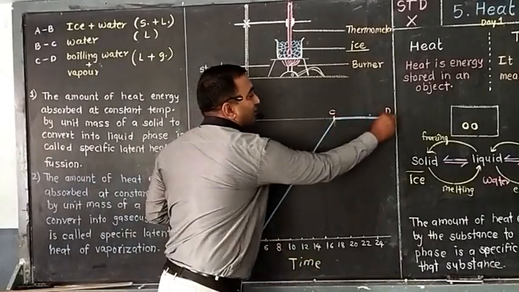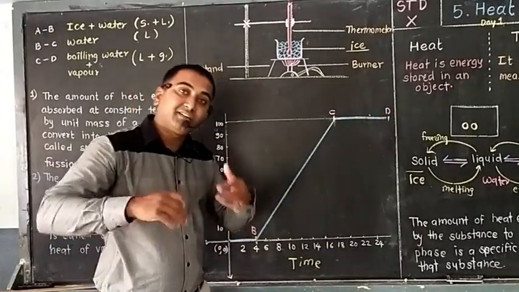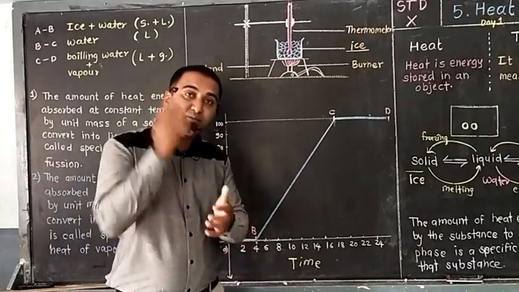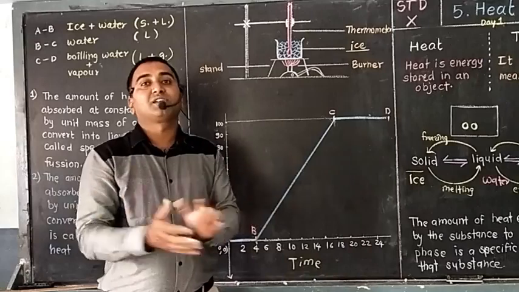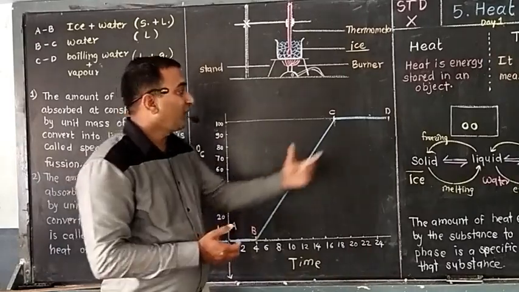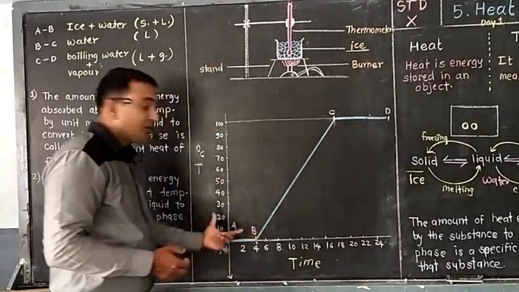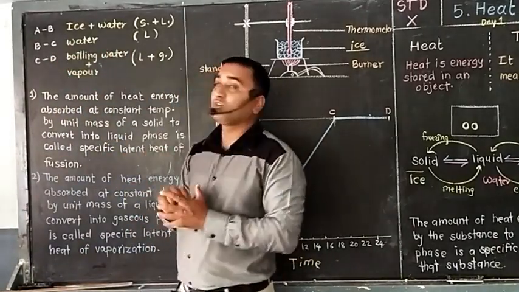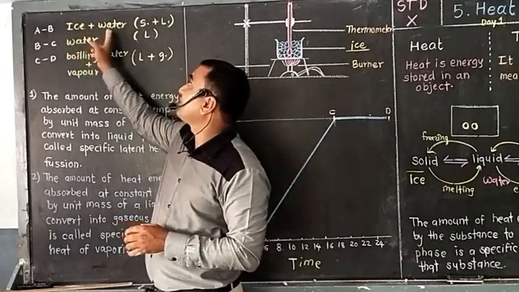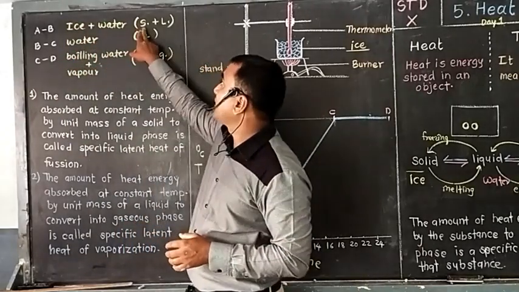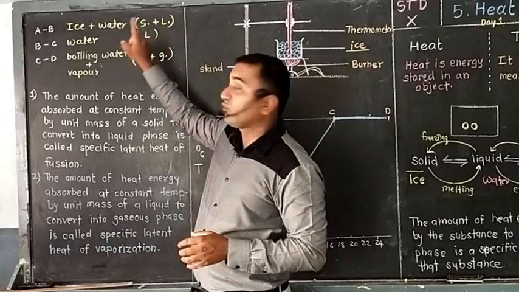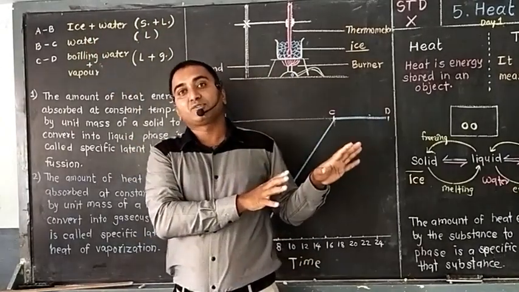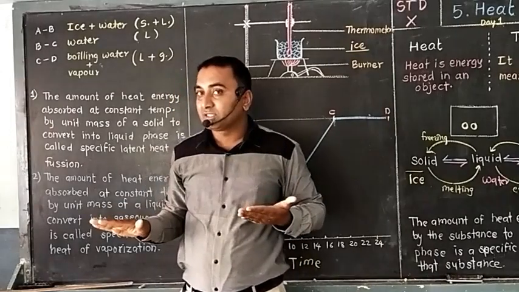At a constant temperature of 100 degrees, it will absorb heat, and that absorbed heat is used to break the bonds in between the liquid to convert it into the gaseous state. So what is this one? See here, in phase A to B, there was ice and water. That means ice was converting into water, so solid was converted into liquid. When solid was converting into liquid, it absorbed heat but there was no change in temperature.